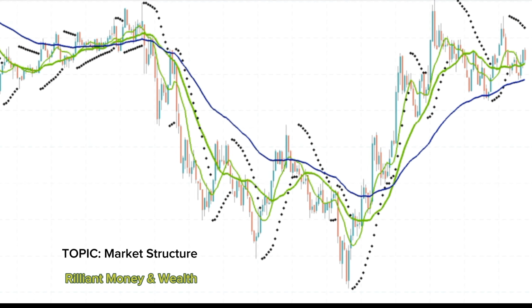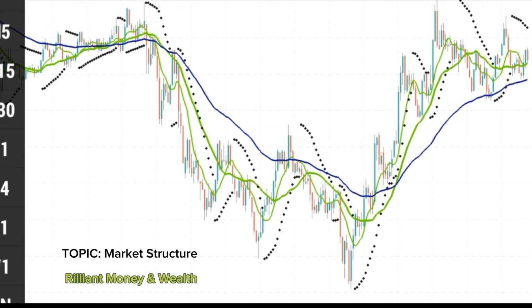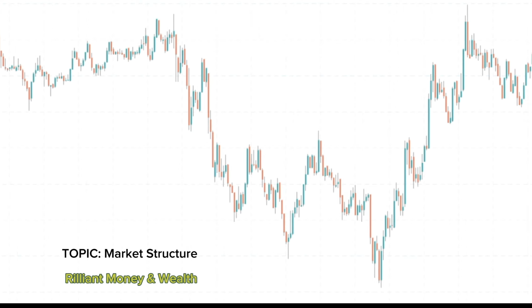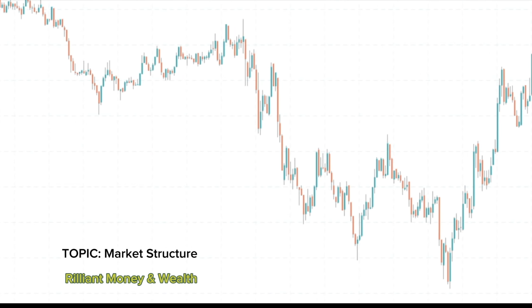That's why I'm removing the indicators and the trend lines. So now our chart is clean. So this is our chart in MT4 for gold spot.